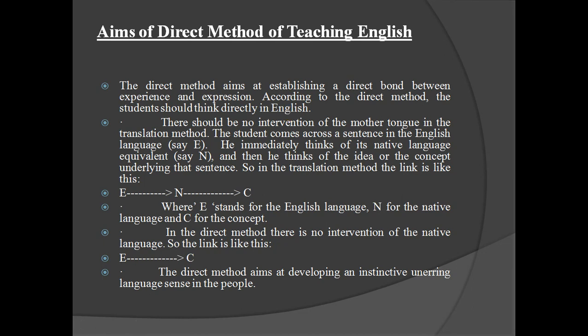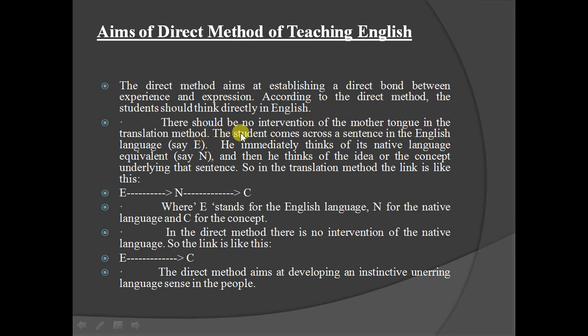What normally happens is that when you start using the target language, the second language, first you have those thoughts in your mind in your native language, say Pashto or Urdu. You translate those thoughts in your mind and then you use the target language. The direct method says that thinking should be done in the target language, that is English, and that there should be no intervention of the mother tongue.